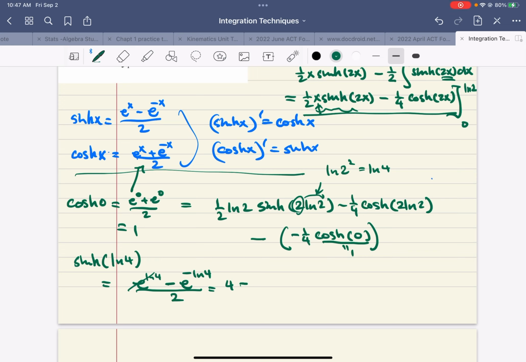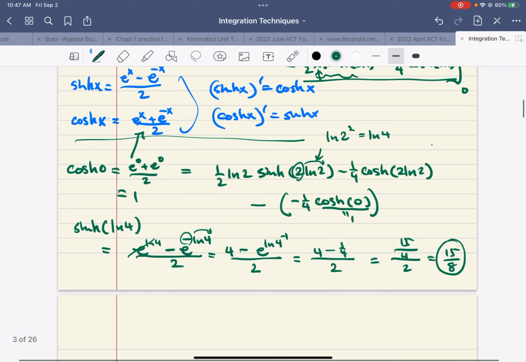Now minus, what is this? This negative 1 you put here. So e to the ln of 4 to the negative 1 power. 4 to the negative 1 power is 1 over 4, right? So then this one will be 4 minus 1 over 4 over 2. Okay? Because e to the ln goes away, so you have only 1 over 4 left. Now 4 is 16 over 4, minus 1 is 15 over 4, over 2. So 15 over 8. That's hyperbolic sine ln 4.